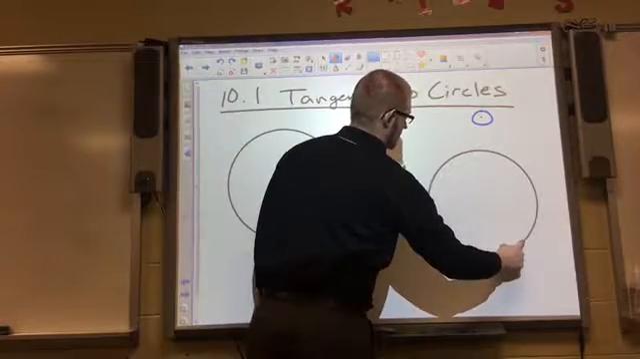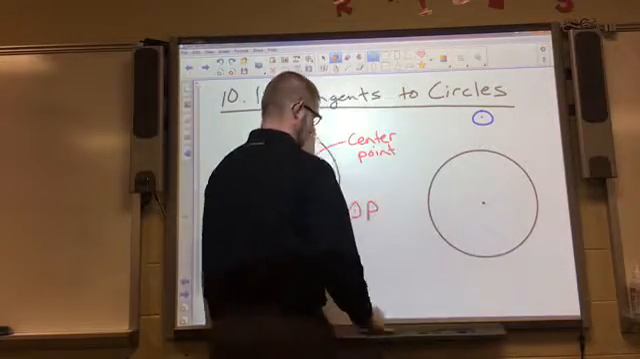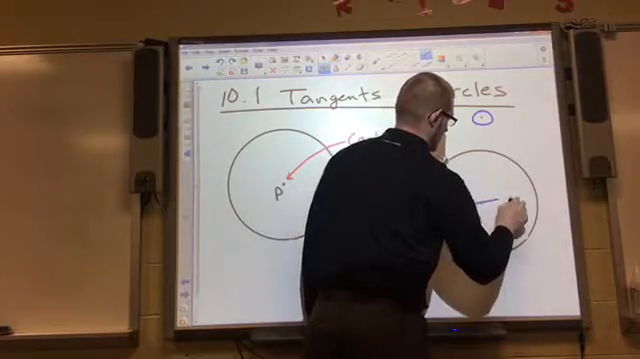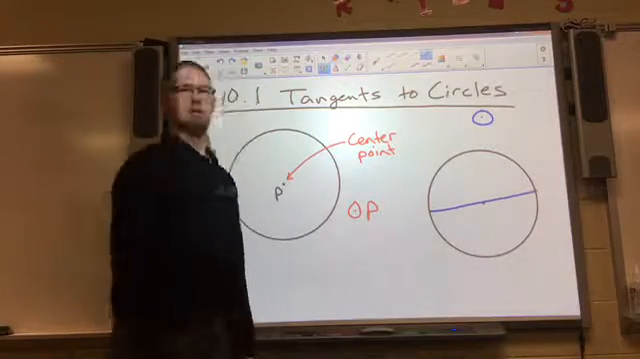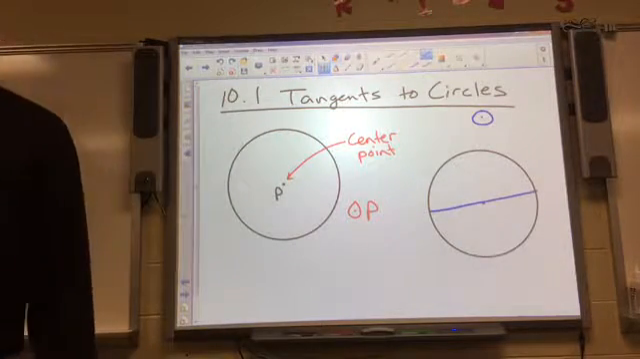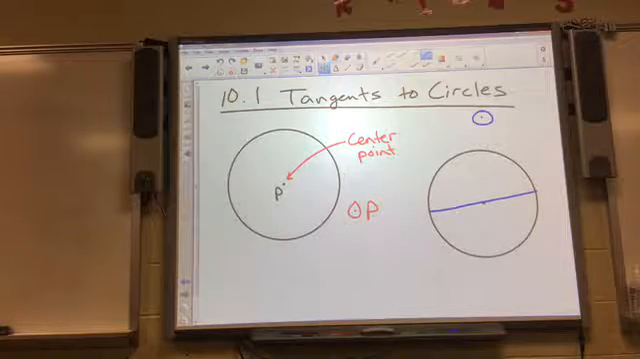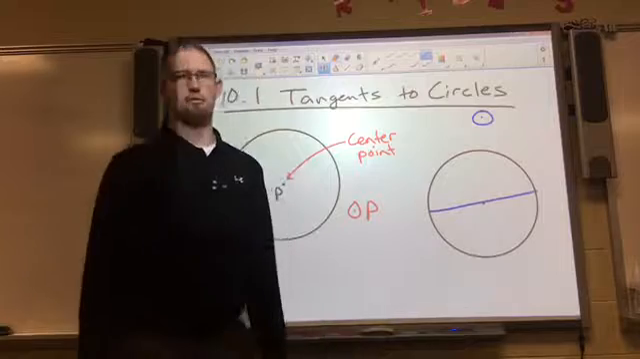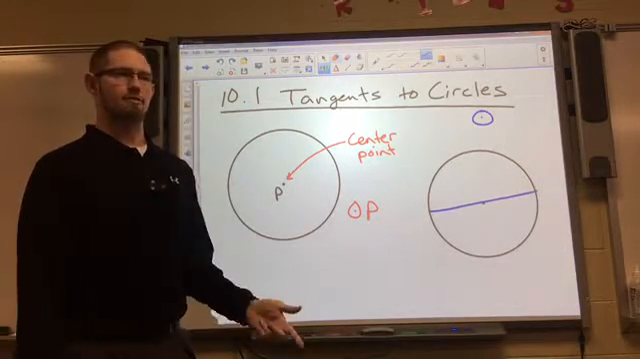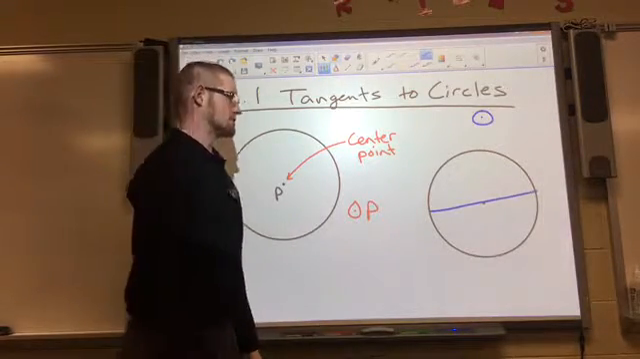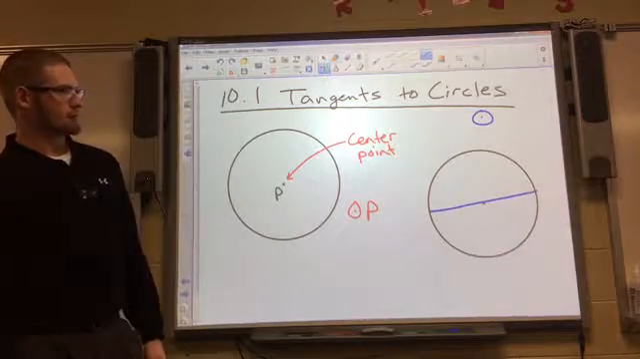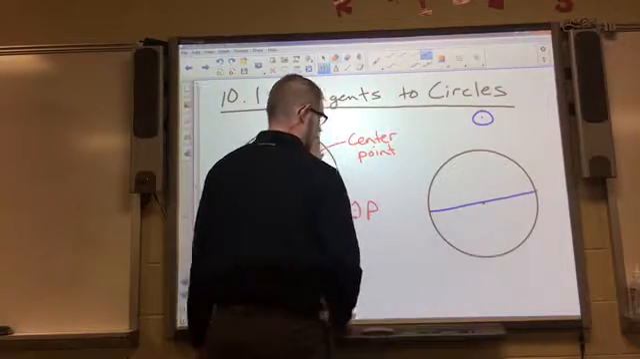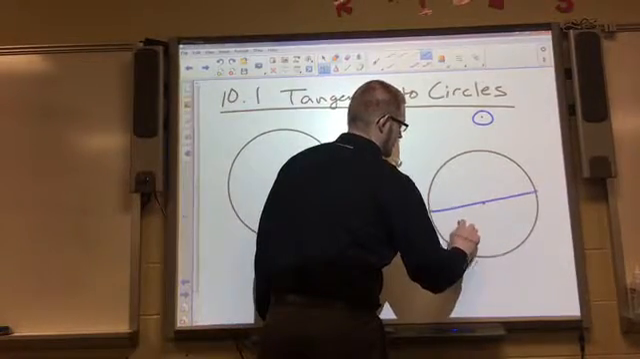I also know that most of you, hopefully all of you, know that that would be called a what? That is a diameter. Why? Because it goes all the way across and goes through the center point. Does a diameter have to go through a center point? Yes, it does. So there's my diameter, because it goes from one side of the circle to the other through the center point. We'll go ahead and label that.